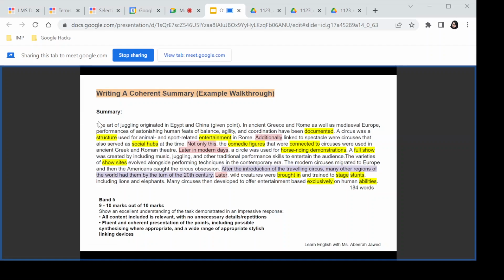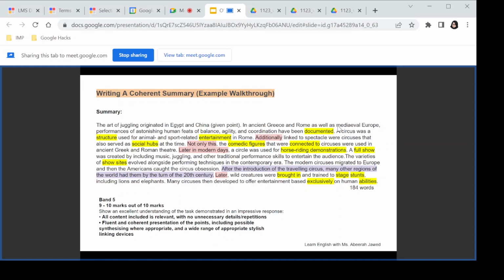Okay, summary of the origins and development of circuses in former times and the development and spread of circuses in modern times. The art of juggling originated in Egypt and China. I have not removed this part. It is the given point, and I've used the given starter, so I will not be skipping it. But I won't get any marks for this one.